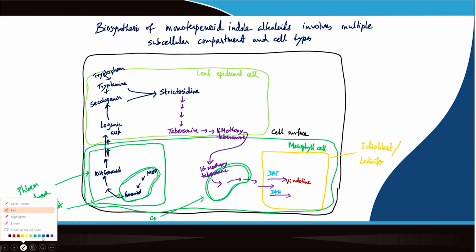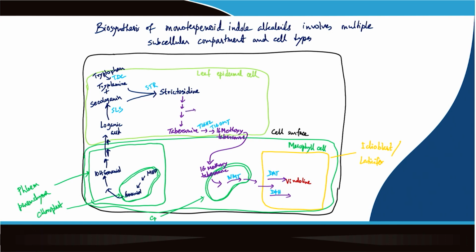So, the enzyme NMT is here, this is STR, this is TDC, this is SLS, and so on. Okay. Then T16H2, then 16OMT, and so on.